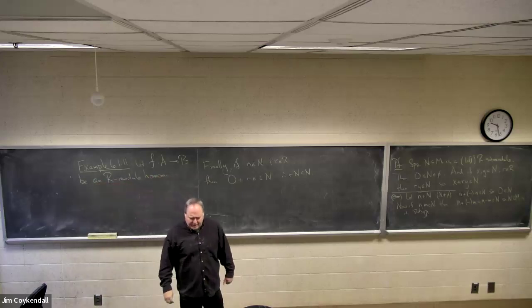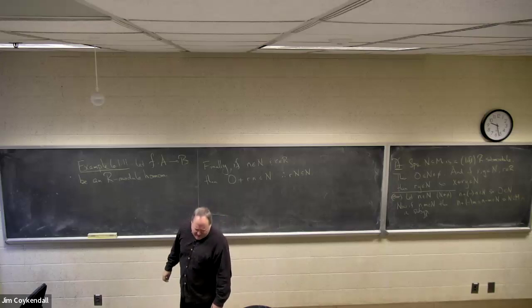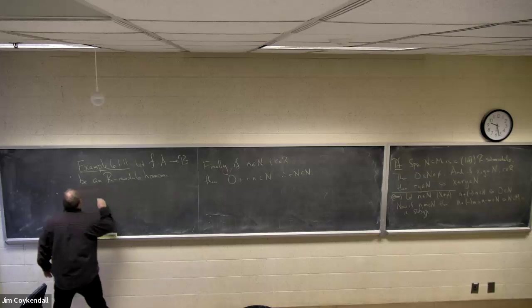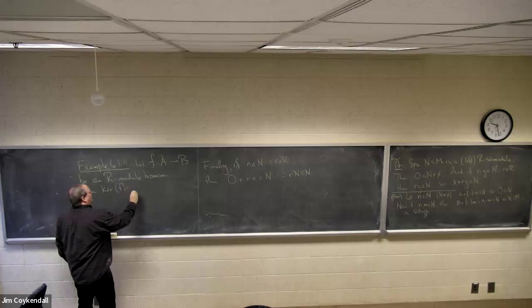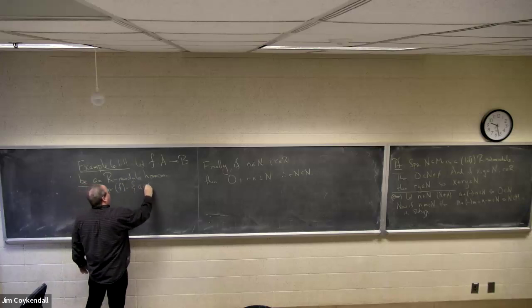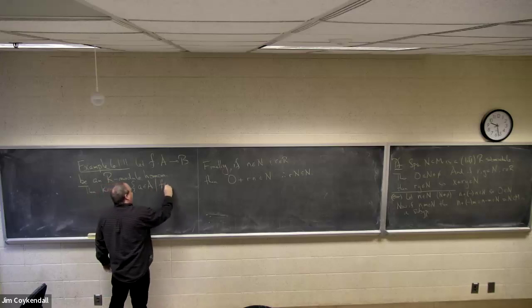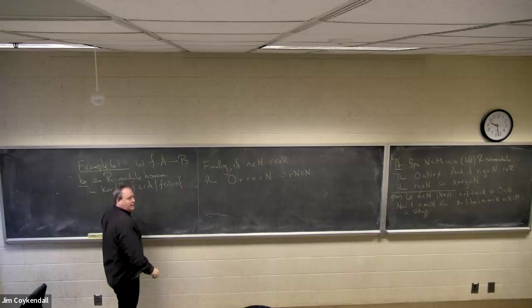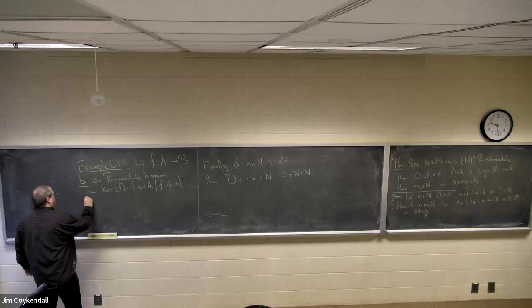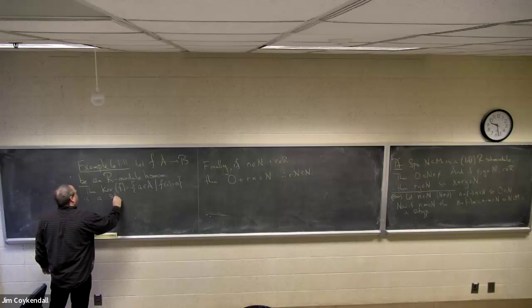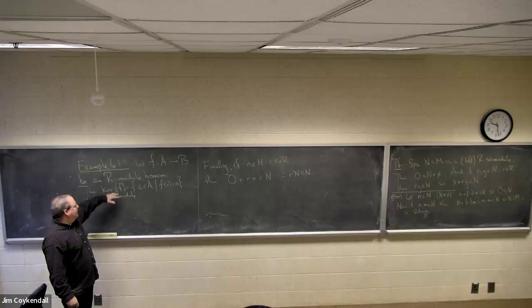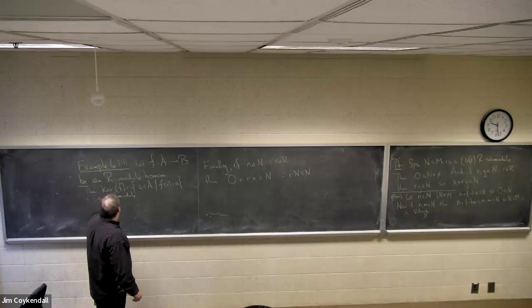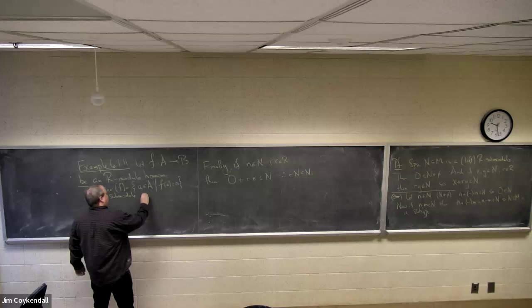Suppose I have an R module homomorphism F from A to B. Then the kernel of F, which is all the elements in A such that F of A is 0, is a submodule. I really should say R submodule, but here the ring is constant and unambiguous. Sometimes I will be lazy that way. The kernel of F is a submodule of A.